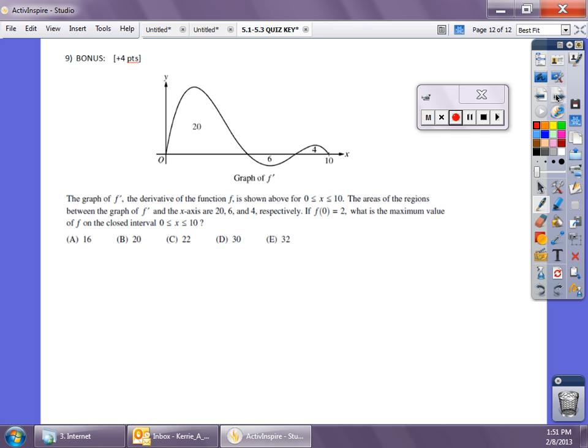So last one, your bonus. We have a bunch of areas given from 0 to 10. The graph of f prime. Here I have an initial value. What's the maximum value on f? So I'm trying to find the max on f, which means I would have to do f prime sign chart, which I can easily do right here because this is the graph of f prime.